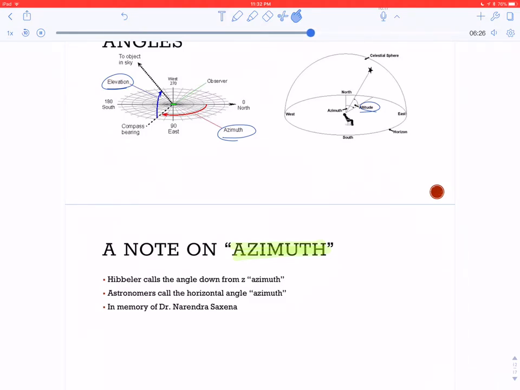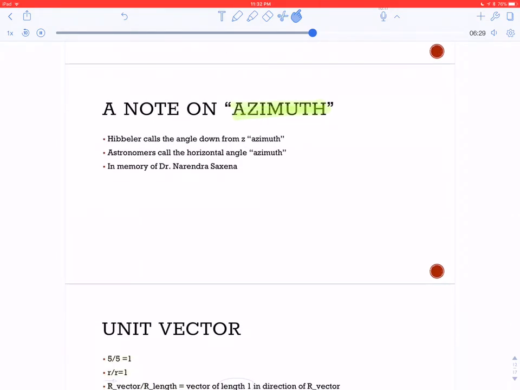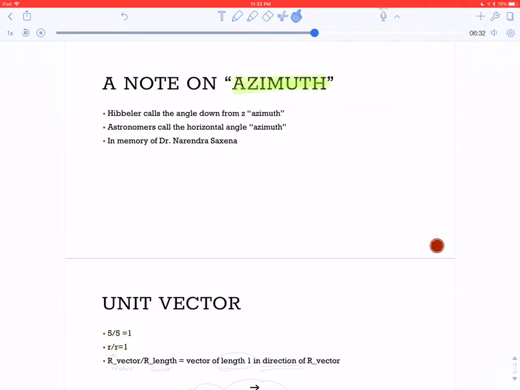This reminds me of when I was at the University of Hawaii taking a surveying class. My surveying professor was Dr. Narendra Saxena. One day we were out in the field and I was mimicking his accent, and I said, we must determine the azimuth. And I turned around, he was right there. I was just such a punk when I was a student. He was the nicest guy, and I have never forgotten after that that the azimuth is the horizontal angle. Dr. Saxena has since passed away, and he was really the best surveying professor ever.